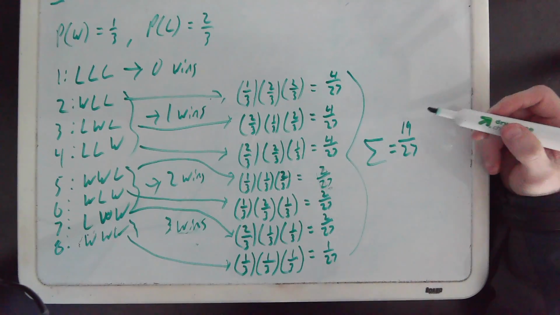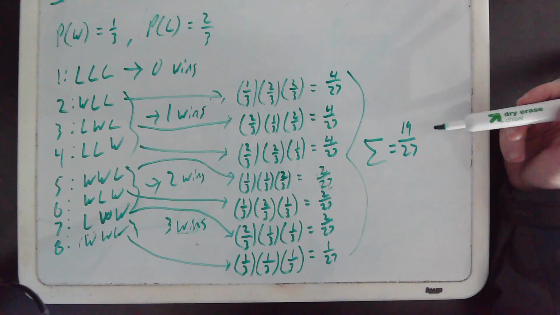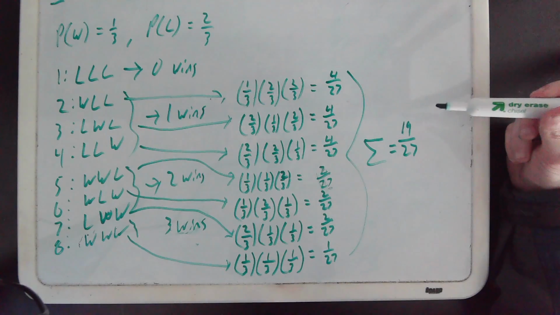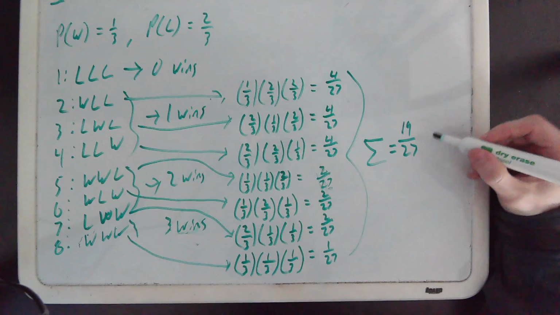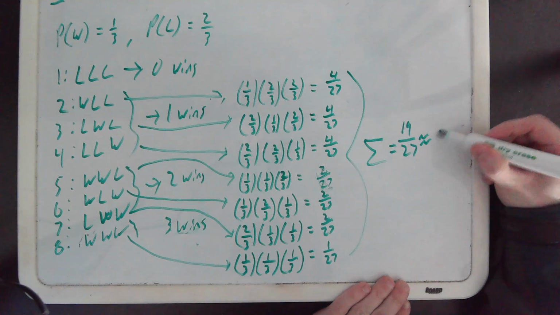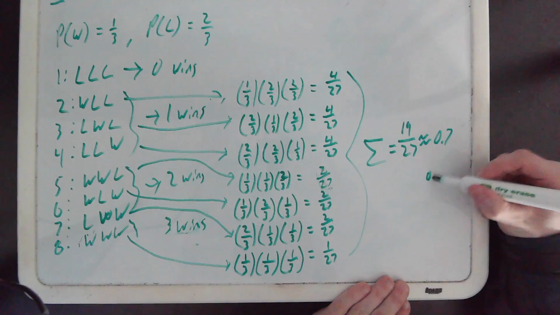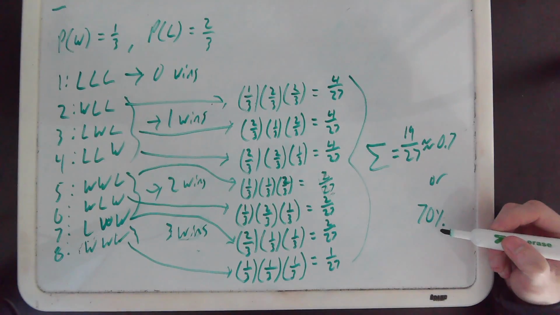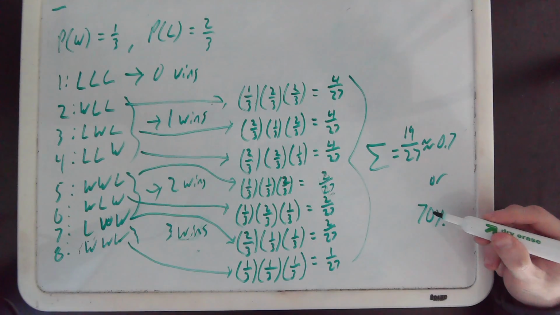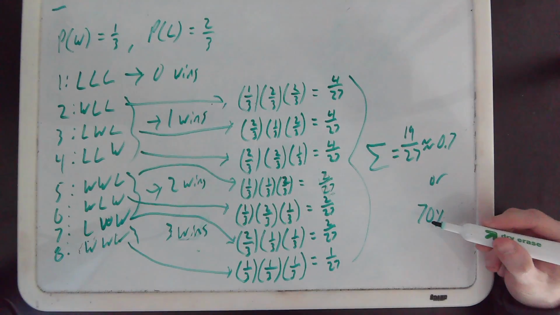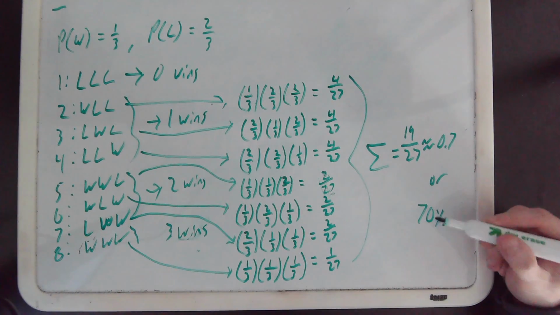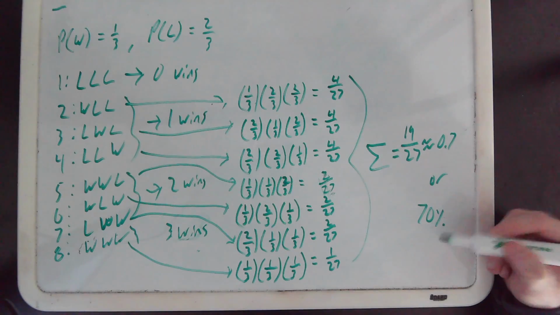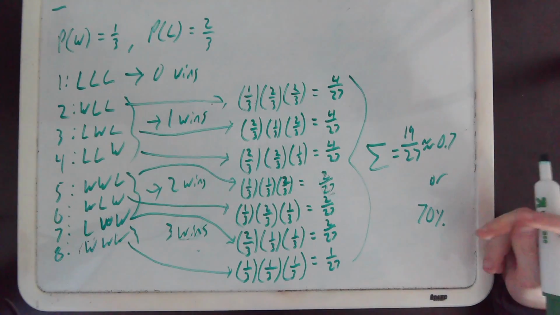The final probability of getting at least one winning ticket for the n equals 3 case is 19 over 27. And this is about 0.7 or 70%. There we have it. We've solved the case for n equals 3, and we found that if we buy 3 lottery tickets that each have a 1 out of 3 chance of winning, we have a 70% chance to get at least one winning ticket.